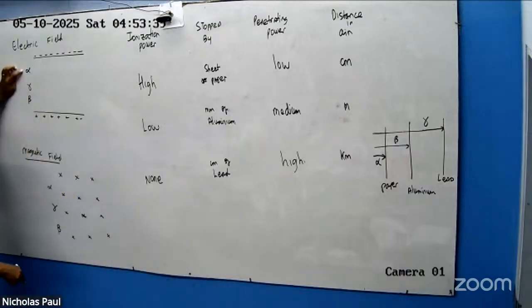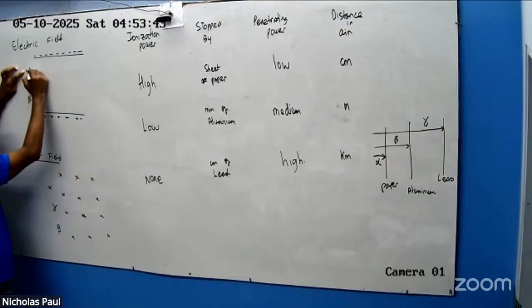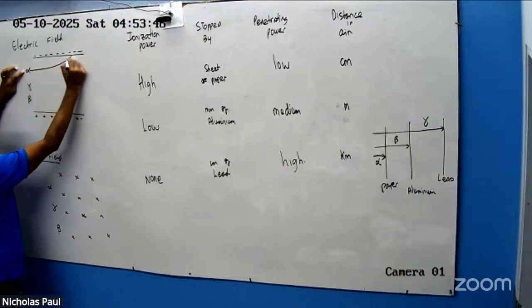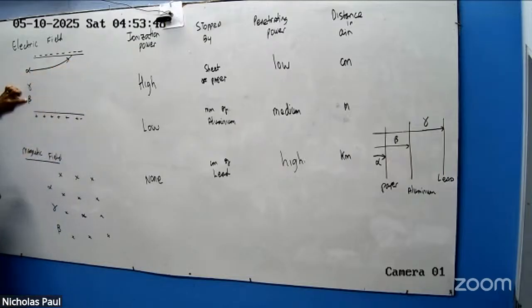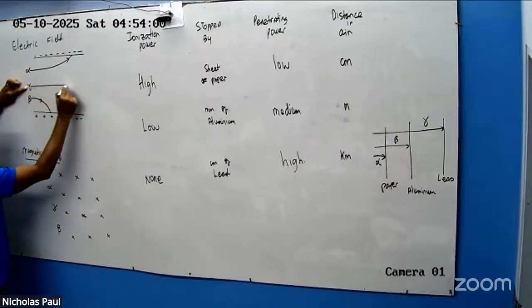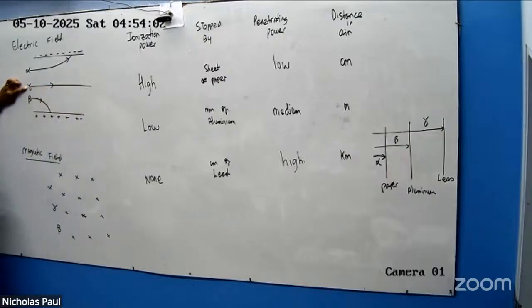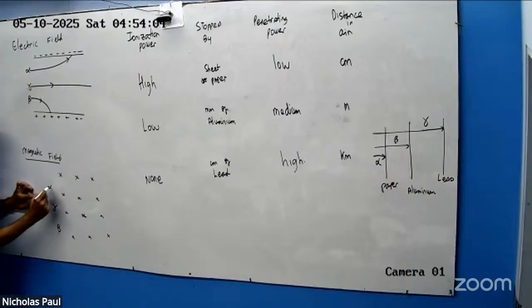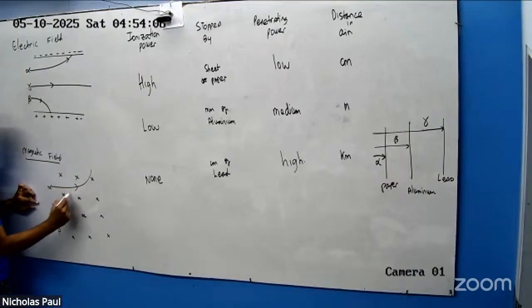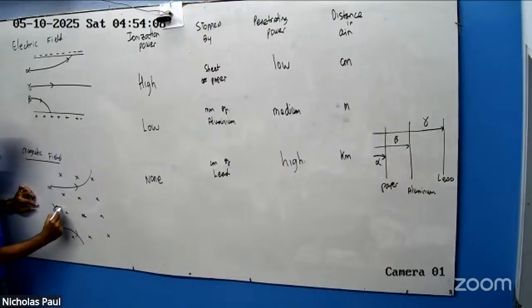So alpha is what? Positive. So it will be attracted to what? Negative. Beta is what? Negative. So it will be attracted to the positive. Gamma is what? Any charge? So what happens to it? Yes. Very good. Same thing here. Alpha will go up, beta will go down, gamma will go straight through.